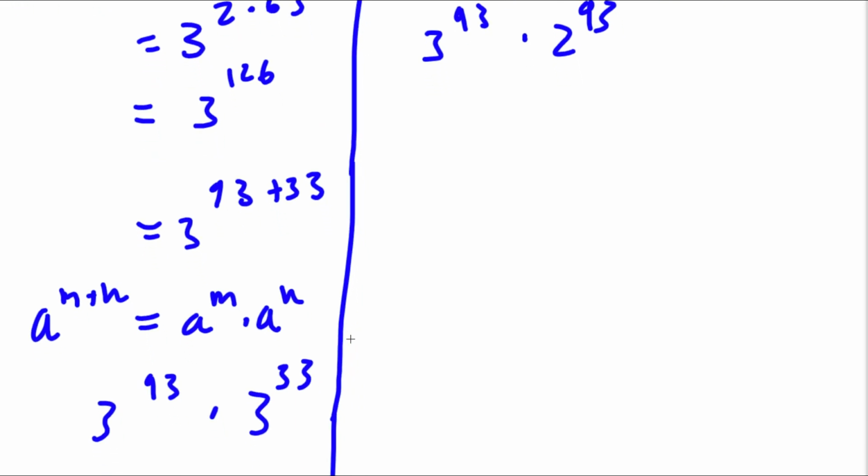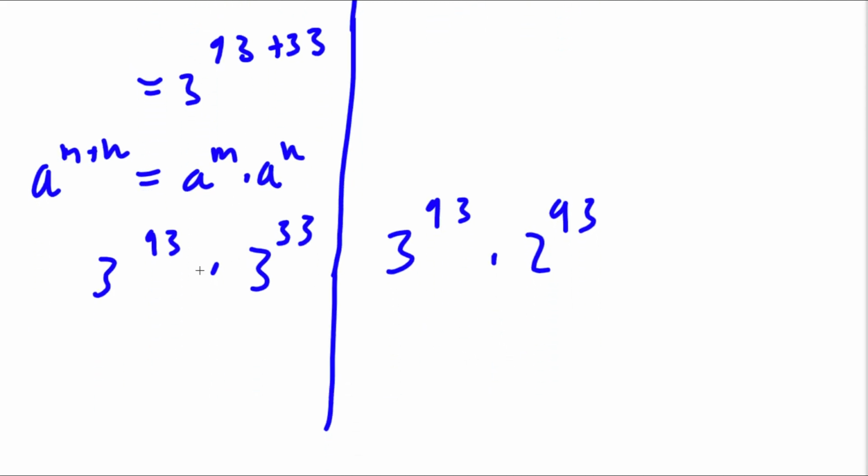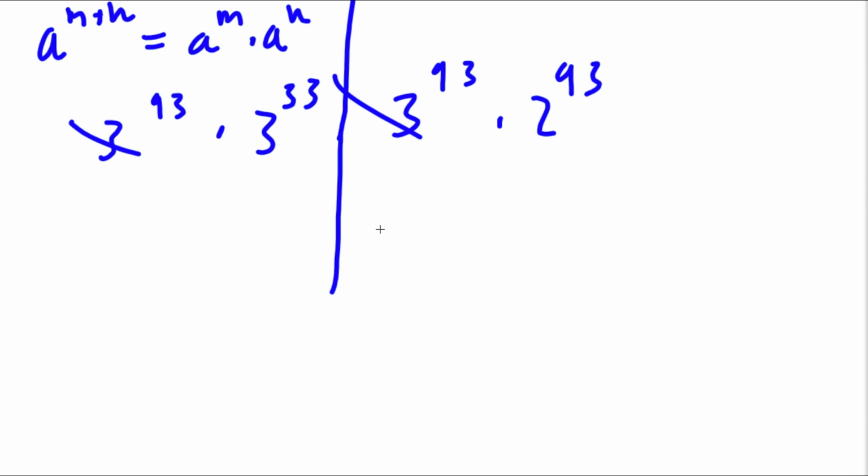Now for my right hand side here, I have 3 to the power of 93 times 2 to the power of 93. And as you can see, since both of these have 3 to the power of 93s in them, we can simply cancel these out. So now we are just finding which one is greater between 3 to the power of 33 and 2 to the power of 93.